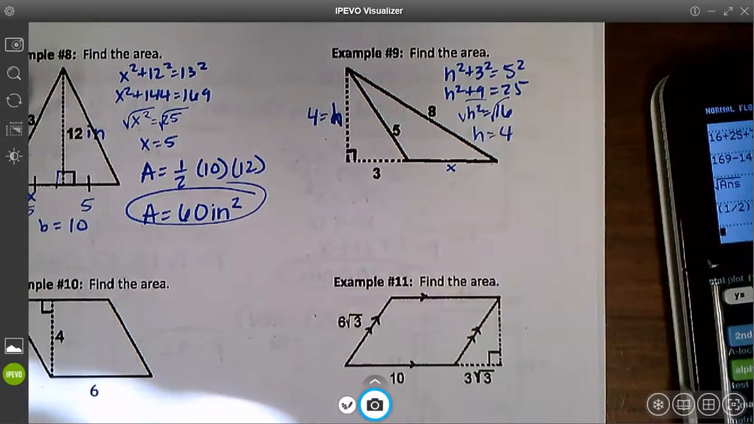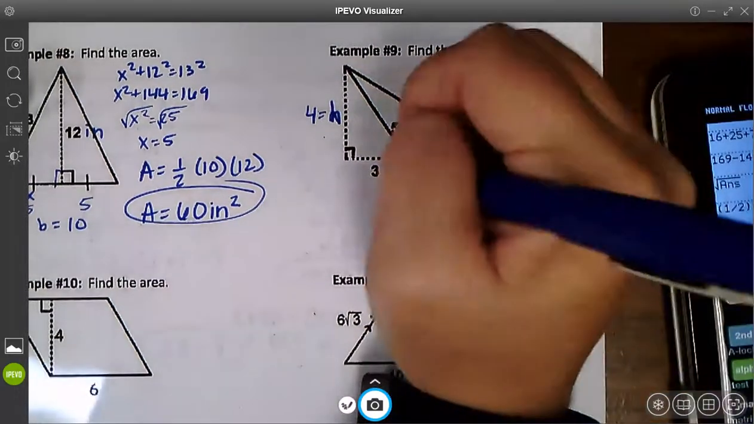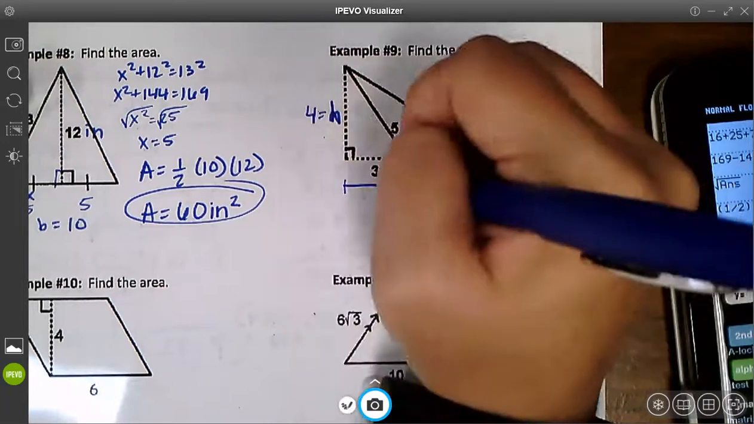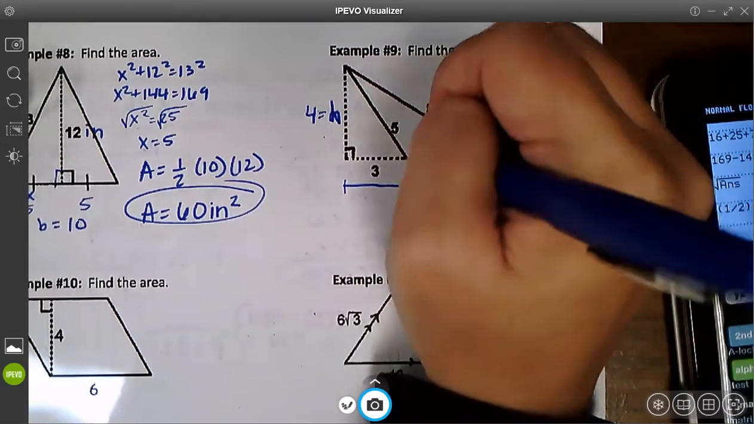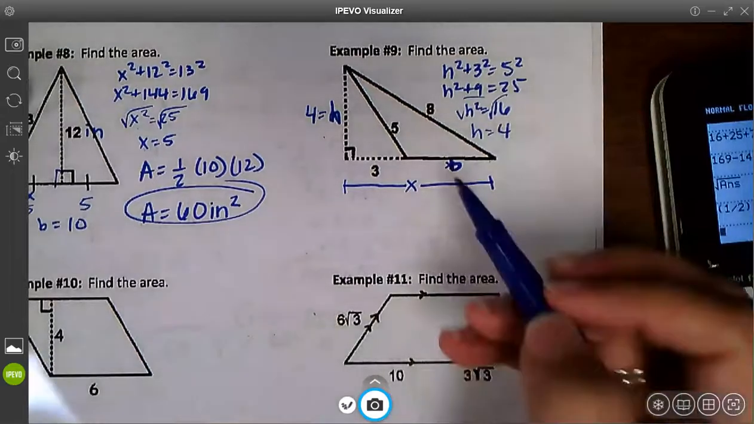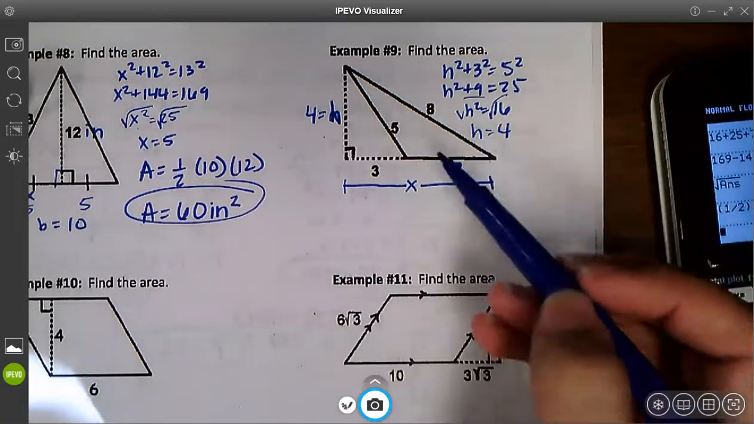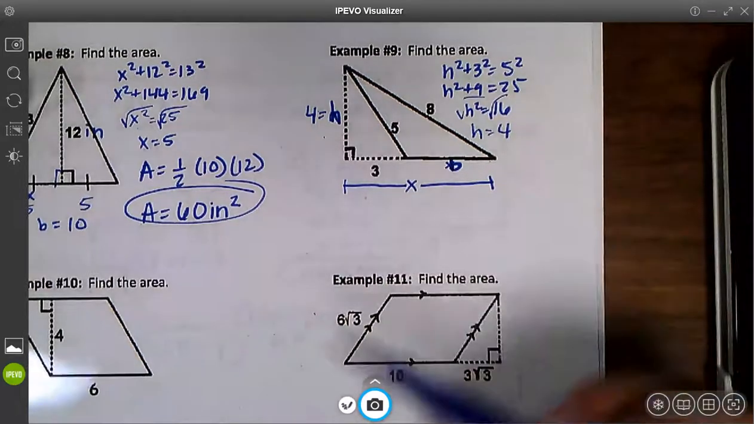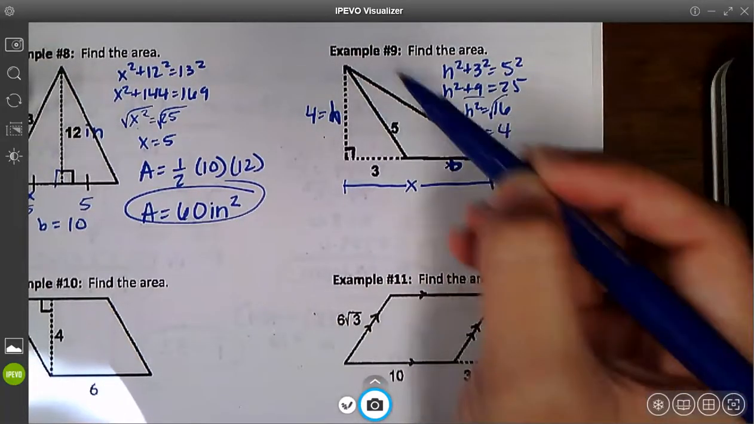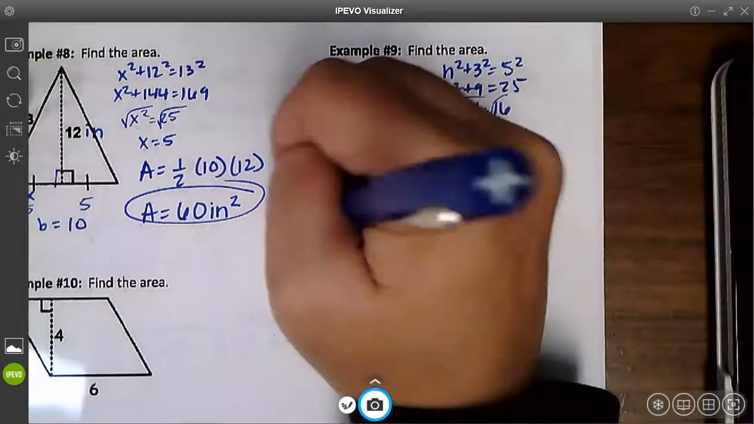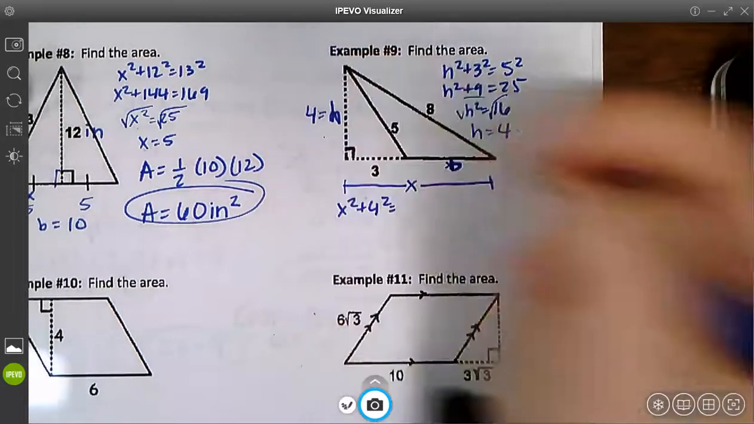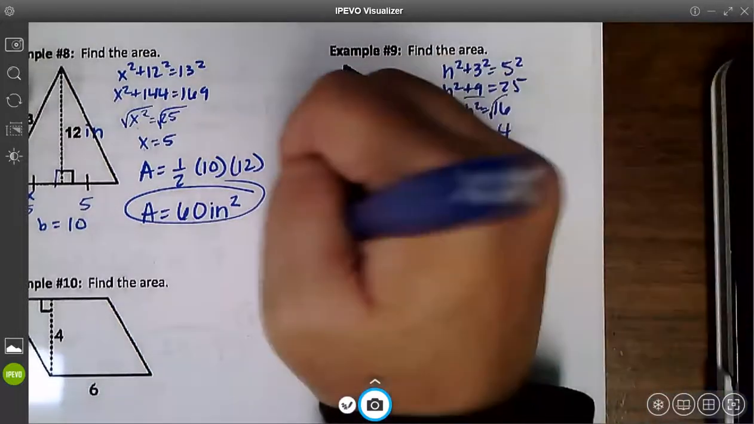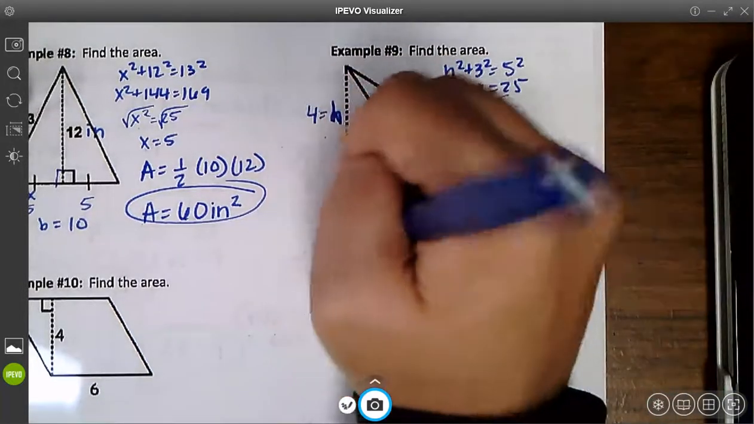Well, now we can find our base. I'm going to call this whole thing x. I'm going to just call this B for base. To find our base, we have to first know this whole thing. That's what we're going to be able to find. And then we'll subtract 3. So we can use this whole thing as a right triangle here. So x squared plus 4 squared equals 8 squared, the whole right triangle. X squared plus 16 equals 64.